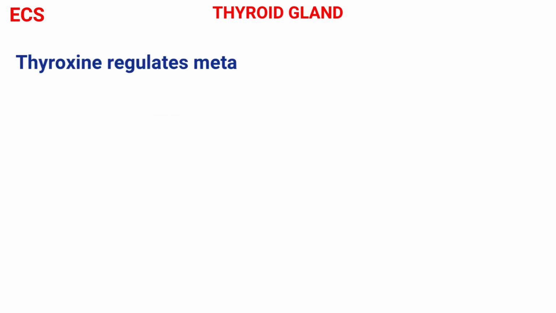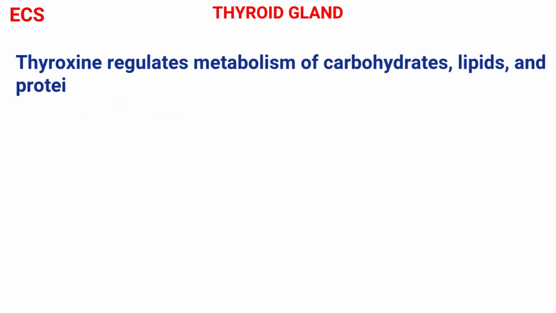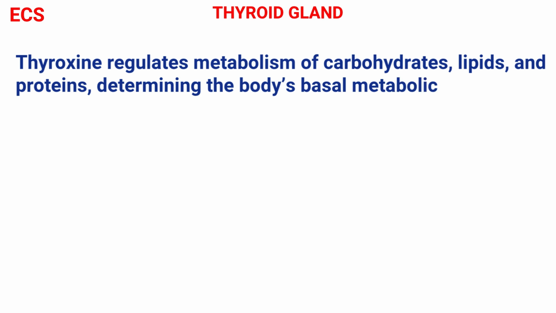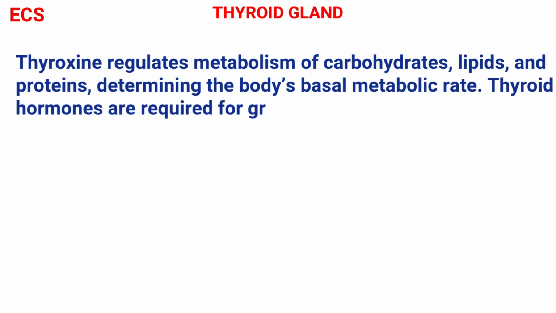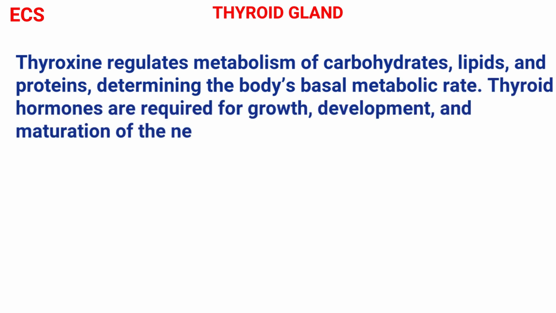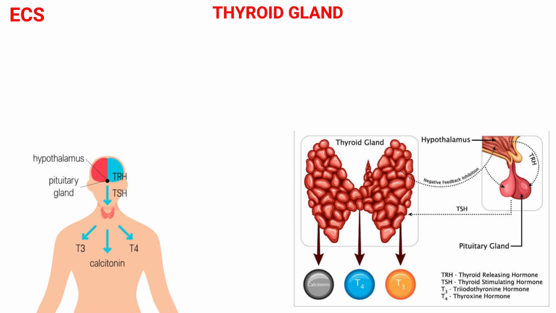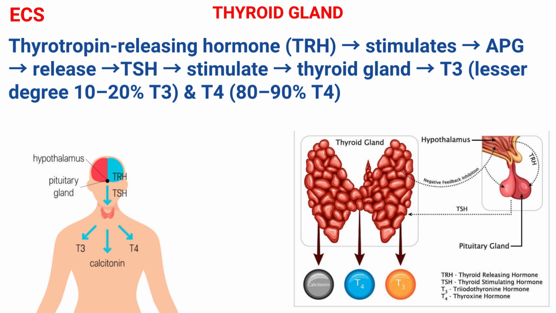Thyroxine regulates metabolism of carbohydrates, lipids, and proteins, determining the body's basal metabolic rate. Thyroid hormones are required for growth, development, and maturation of the nervous system. Thyroid hormone secretion is controlled by the hypothalamus and pituitary gland. Thyrotropin releasing hormone from the hypothalamus stimulates the anterior pituitary gland to produce thyroid stimulating hormone.